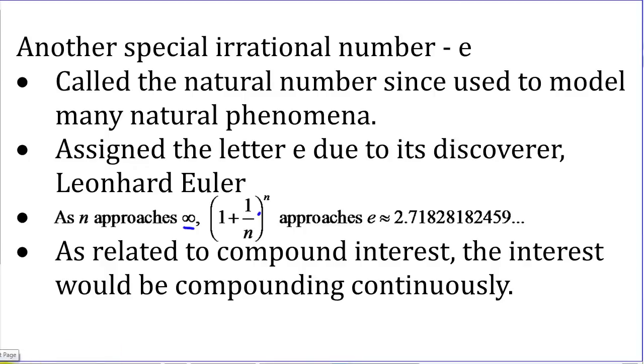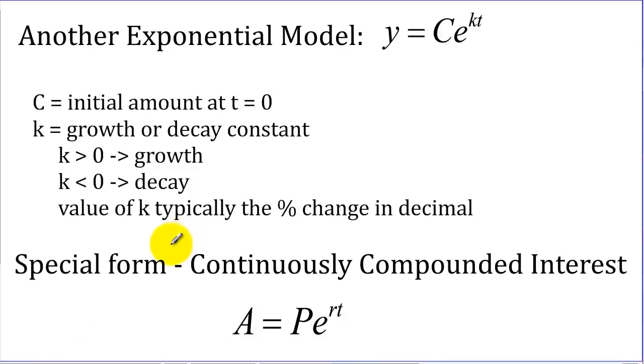Let's talk about how it gets used. As an alternative to what we used before, y equals a b to the x, we also now have this exponential model. C is similar to the a in our other model. It's the initial amount. And k is our growth factor. Now in this case, we're not adding 1 to it. So k, and also how we tell growth and decay, is different. If k is positive, this is exponential growth. And if k is negative, it's exponential decay.